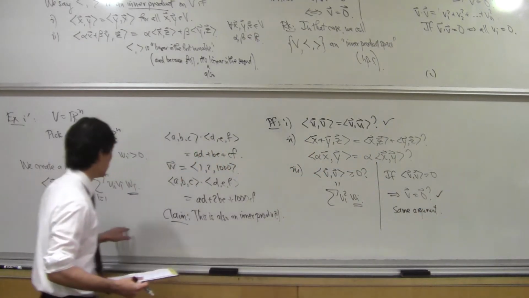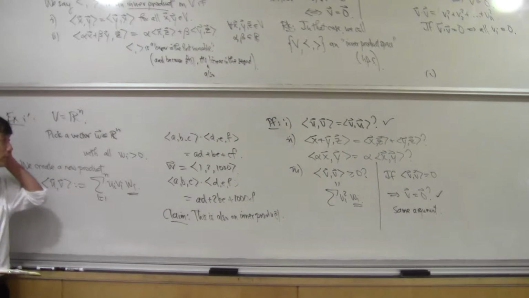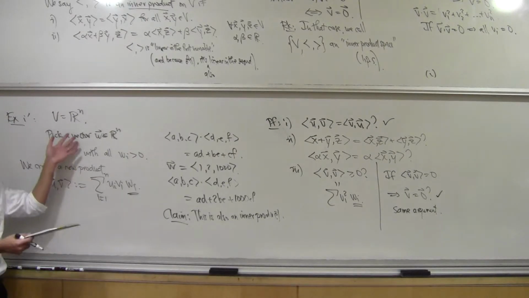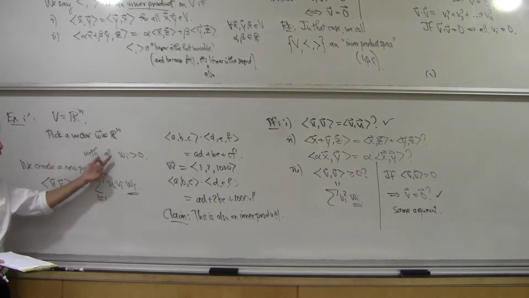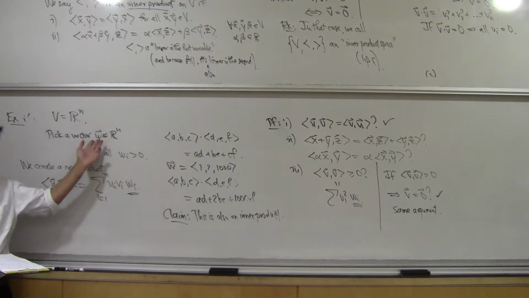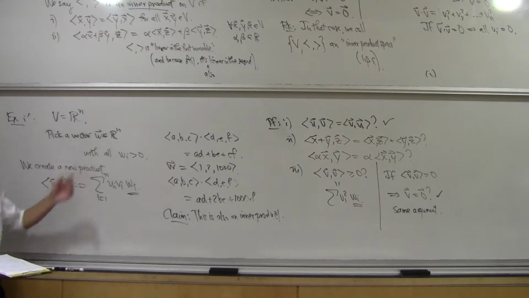So yes, this is an inner product, and you see that now we can make infinitely many different inner products on Euclidean space by just picking different weights. These guys are called weights.